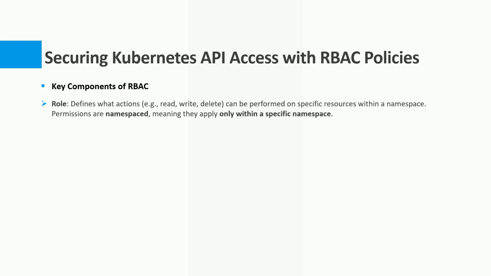It defines what actions, like read, write, delete, can be performed on specific resources within a namespace. Resources like pod, deployment, namespace, service account, network policy, etc. Permissions are namespaced, meaning they apply only within a specific namespace. So when you're going to create a role, that role should be created for a specific namespace.